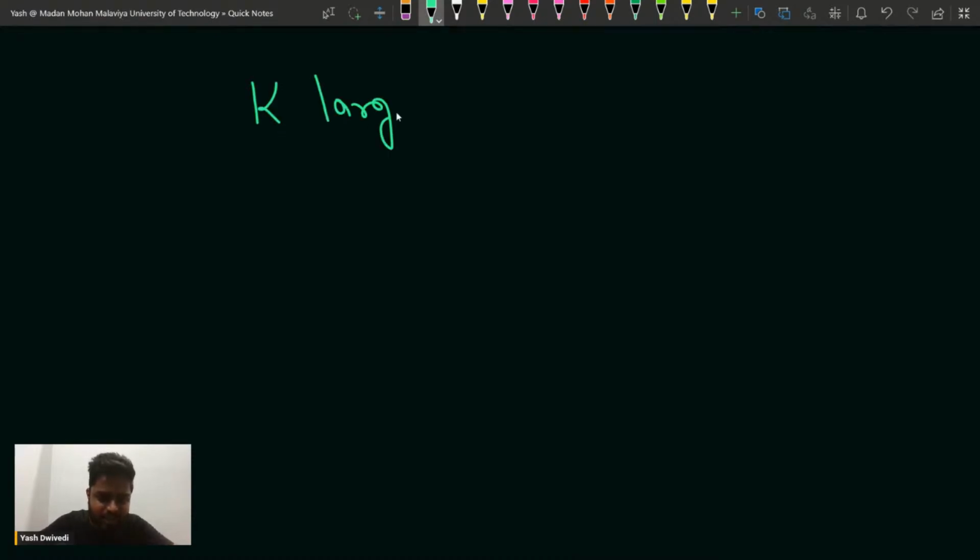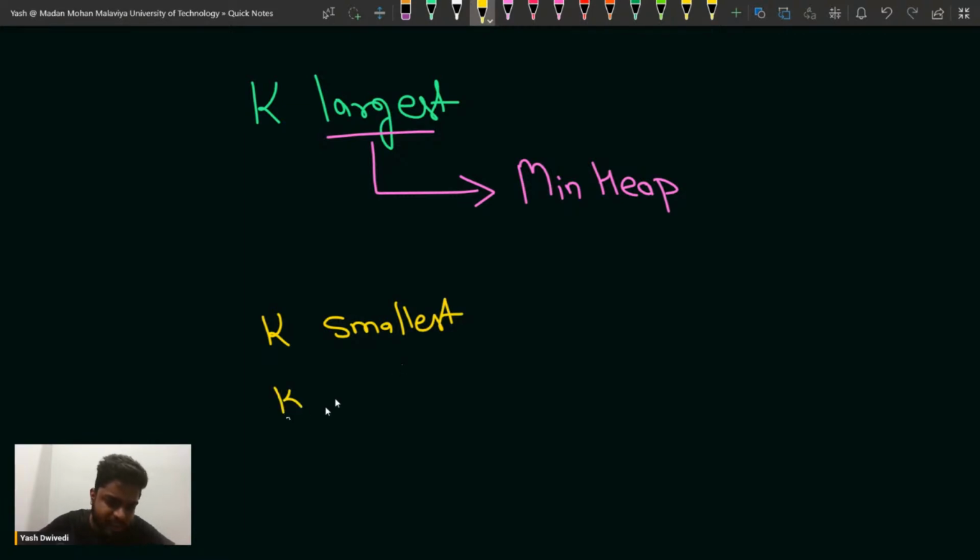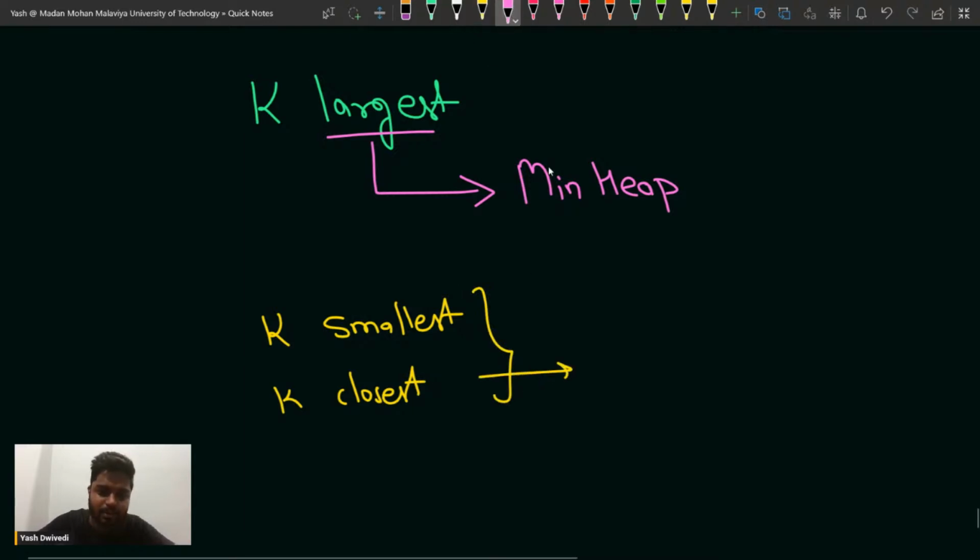One more thing you need to notice: whenever somebody asks me to find the K largest element, you can use a lot of things, but the general approach that I use is that whenever somebody asks you to find the largest, you should use the min heap. Is that clear? So declare a min heap priority queue. If somebody is asking me to find the k smallest, or the k closest, something of this kind, then I should use the max heap. Is this much part clear till now?